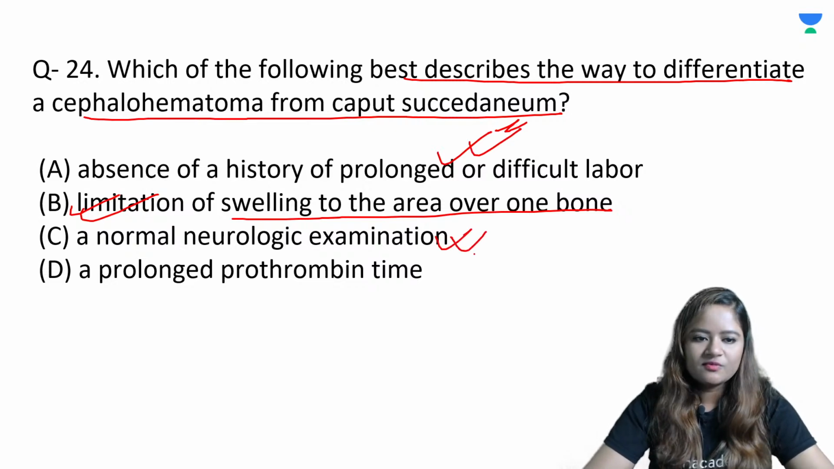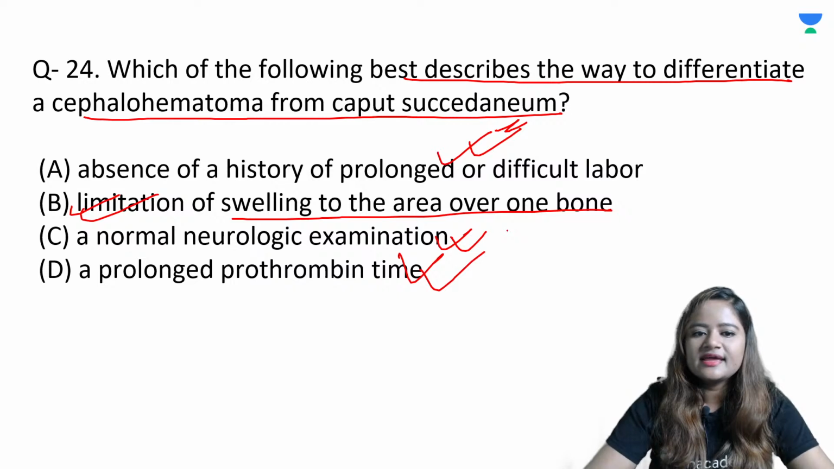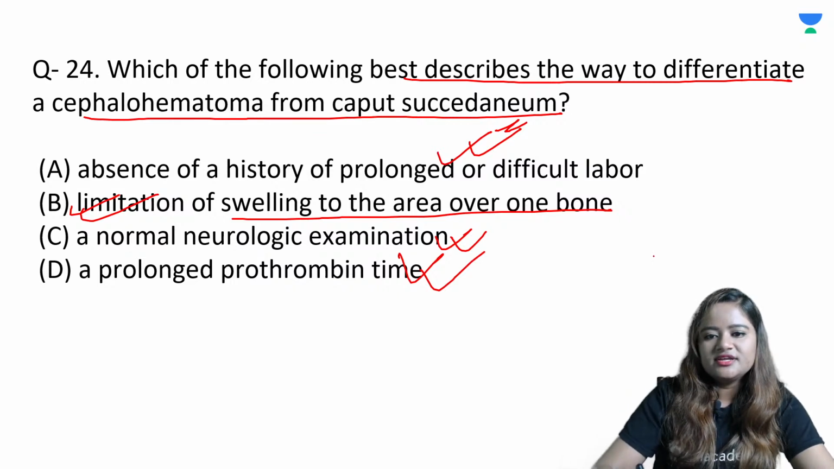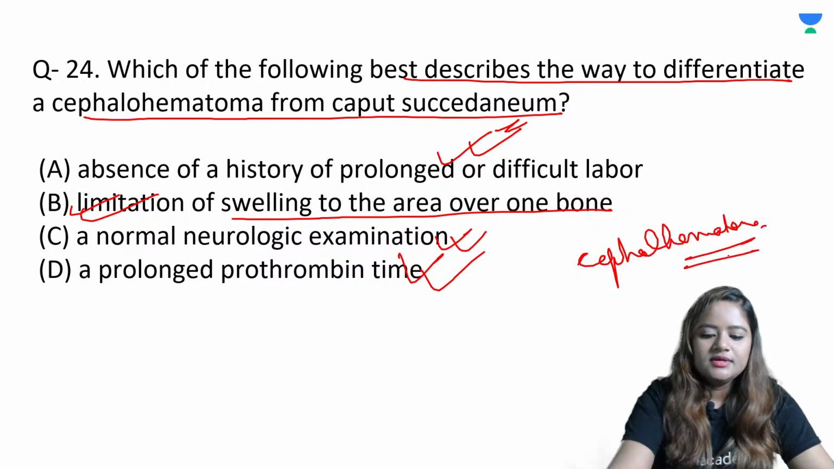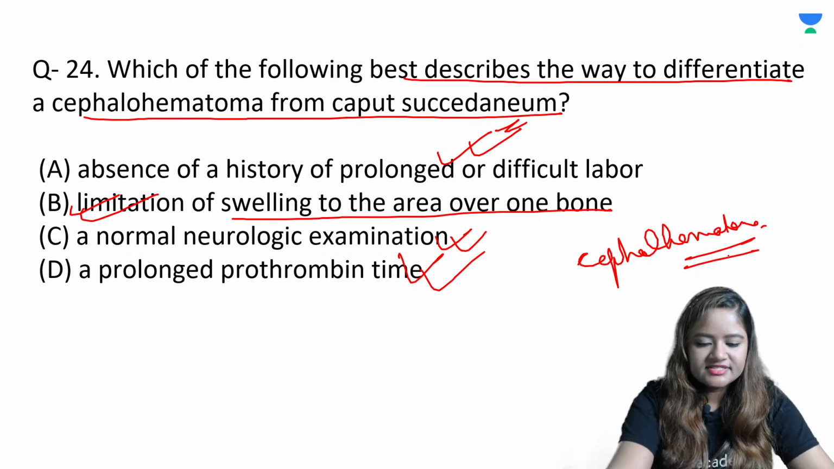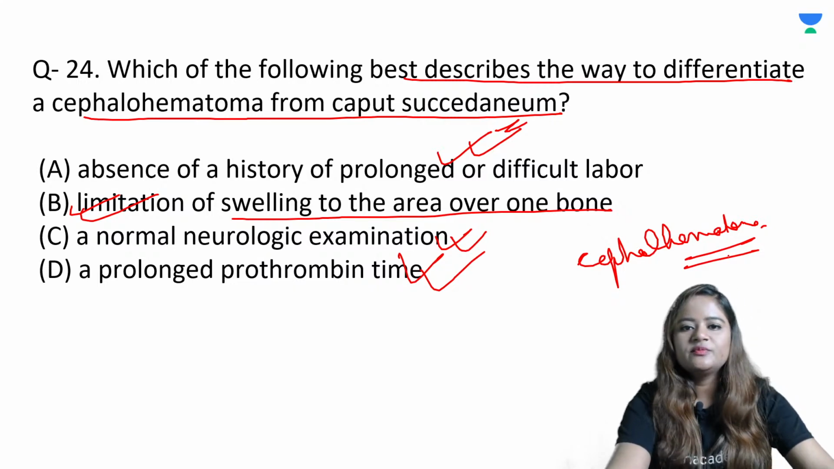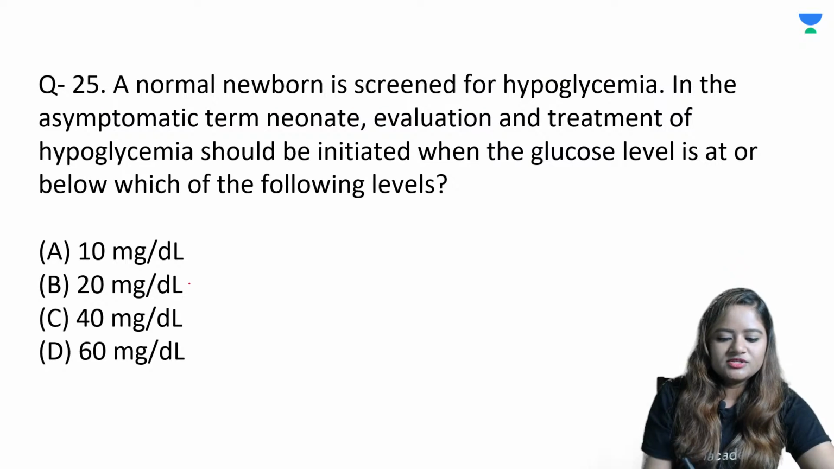Neurological examination is normal in both, and prolonged prothrombin time has nothing to do with it. There can be hemolytic jaundice in cases of cephal hematoma. Hematoma is the blood swelling that occurs. That's absolutely right. So cephal hematoma and caput succedaneum are two very important topics.